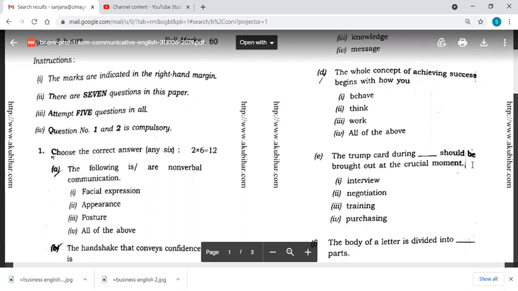In an interview, in negotiation, in training, or in purchasing.